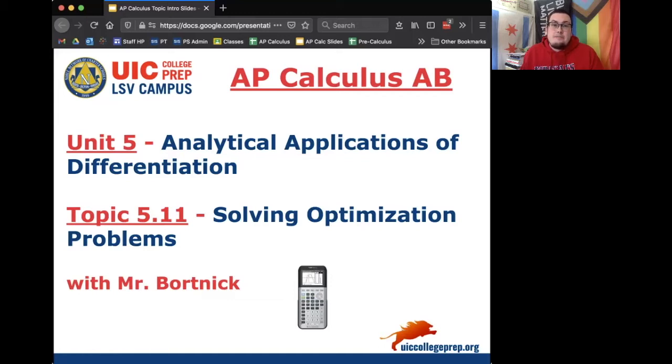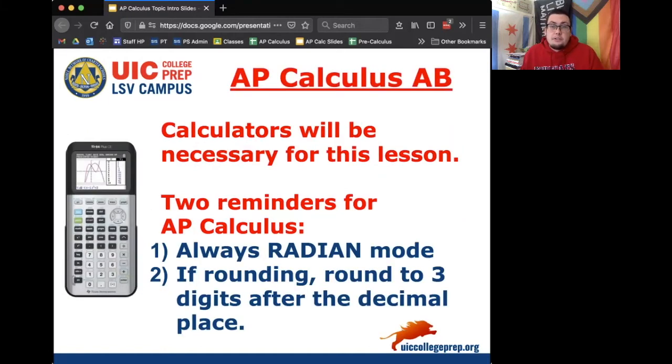Today's topic is 5.11, which is solving optimization problems. Today is a calculator day, so please make sure you have your TI-83 or TI-84 available. And remember that when we're using calculators in AP Calculus, we use radian mode, and we always round to 3 digits after the decimal place.